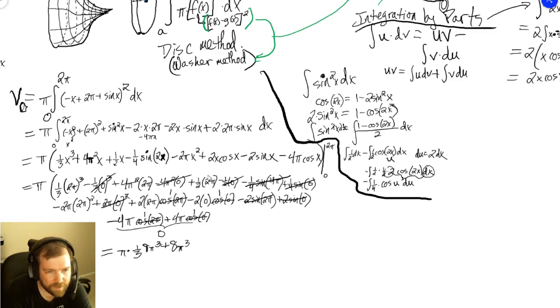Alright, then we got a half of 2 is 1, times pi is just going to be pi. That's gone, that's gone. This is now a negative. This is going to be 4 pi squared times 2 is going to be 8 pi cubed, and it's negative. Negative 8 pi cubed. So that and that are going to be gone. Then we get here a 4 pi.